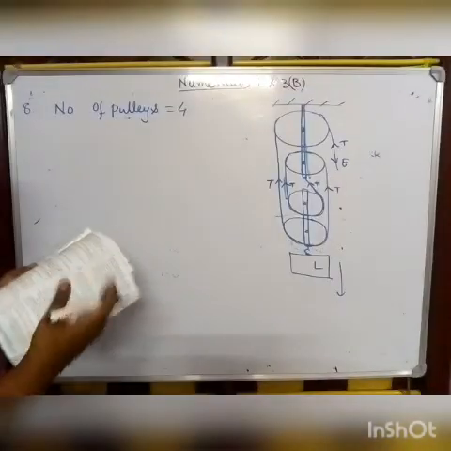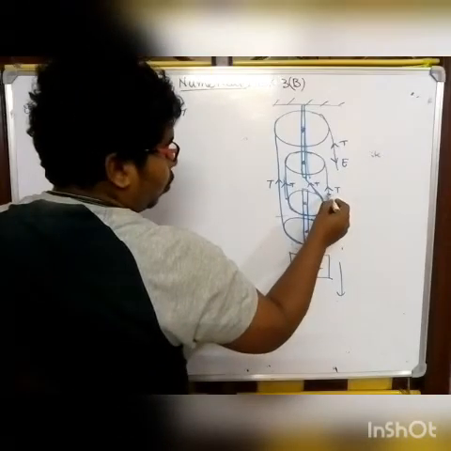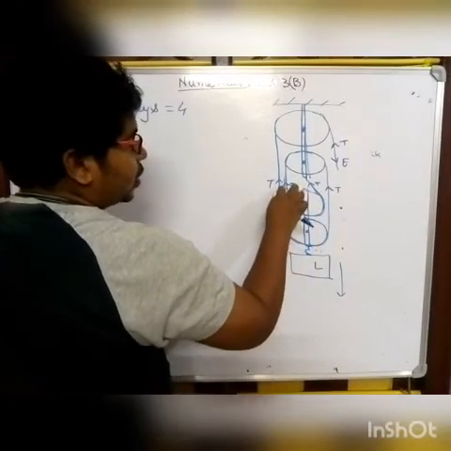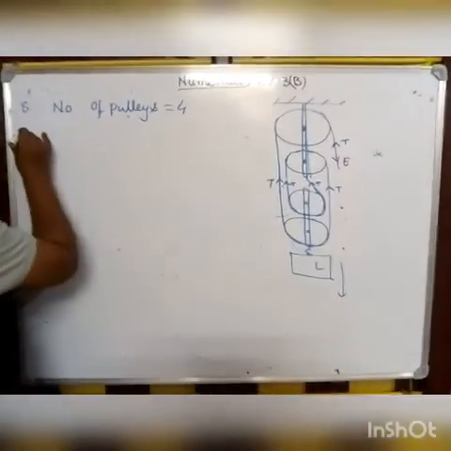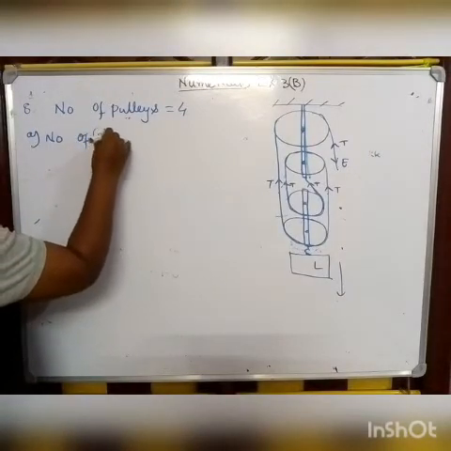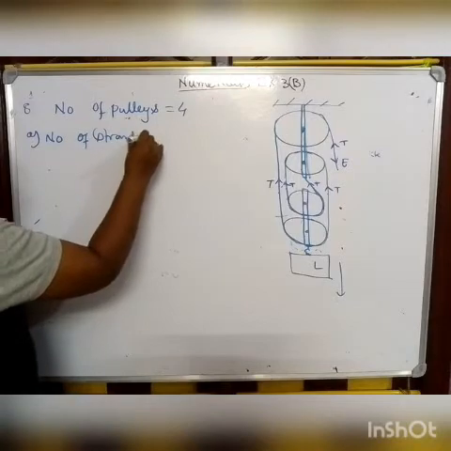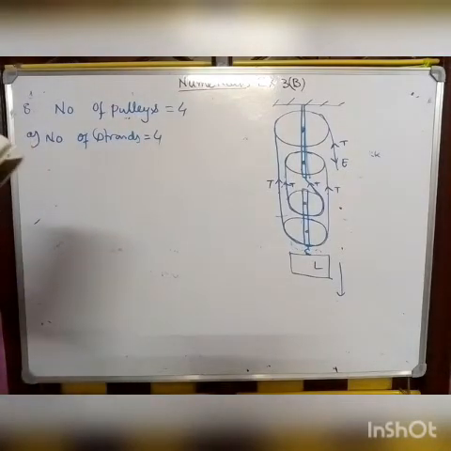and load is acting downward. So first question is, how many strands of tackle are supporting the load? So strand means 1, 2, 3, 4. These are known as strands. Okay, so how many strands are there? So we can say the number of strands is equal to 4. Okay, so 4 strands are needed to support the load.